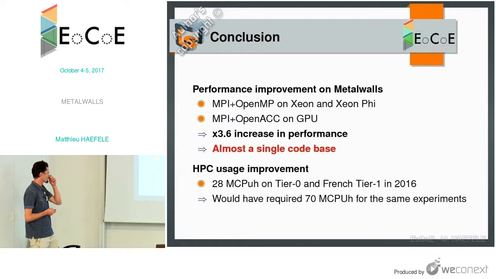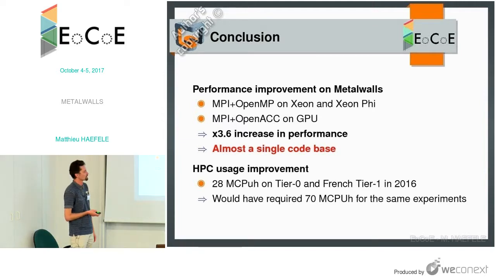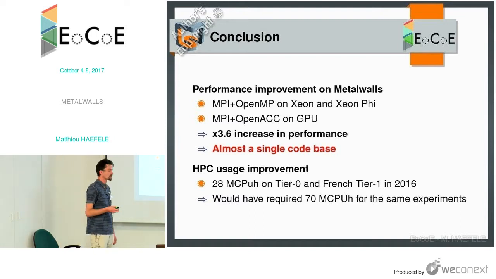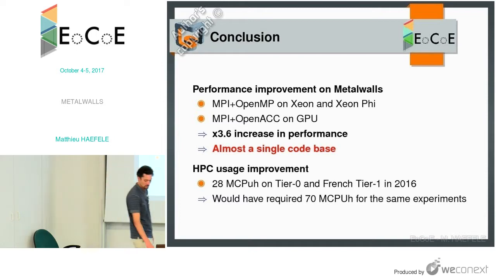So in 2016, it used 28 million CPU hours. At that time, it was only a 2.5 increase in performance, but then it would have required 70 million CPU hours to do the same experiment. So that's 40 million CPU hours saved. That's basically 1 million euros. So that's worth optimizing code.